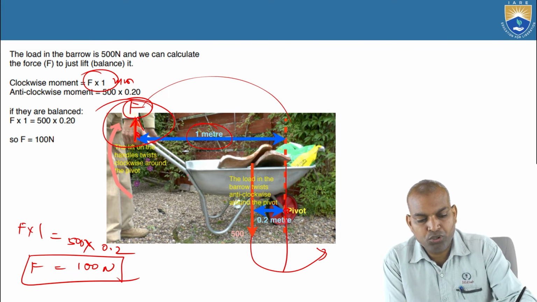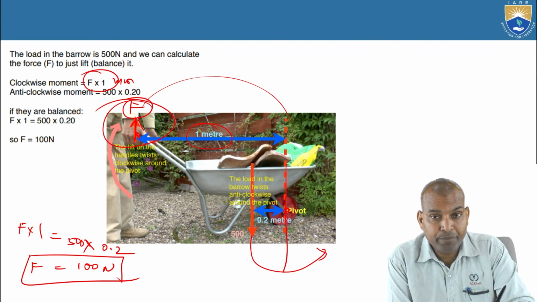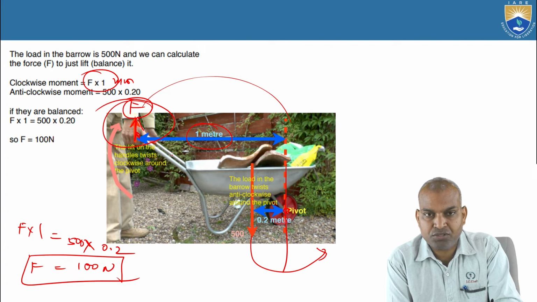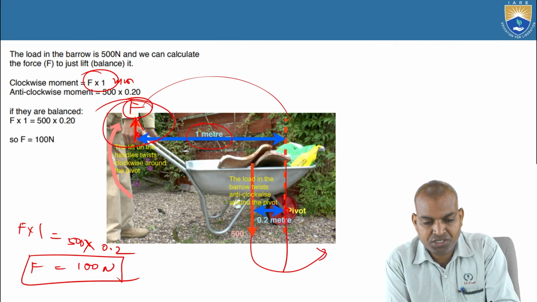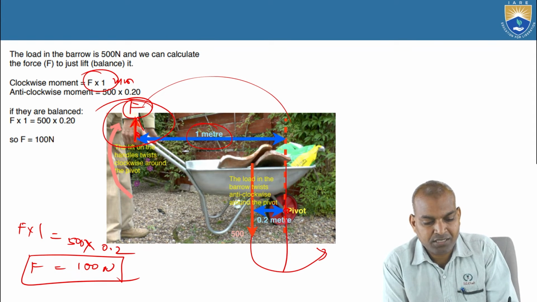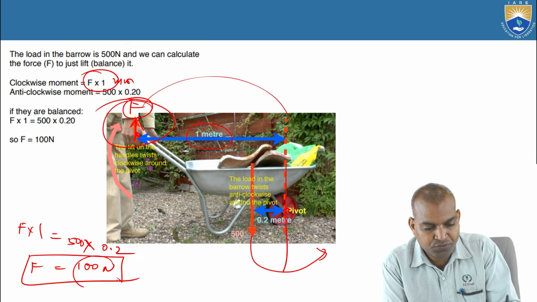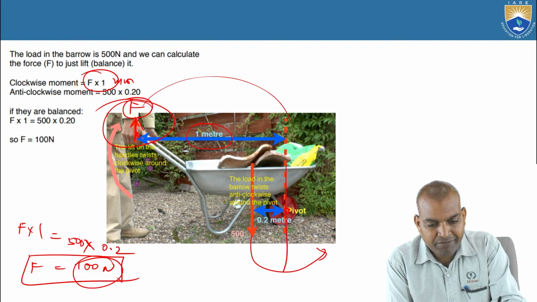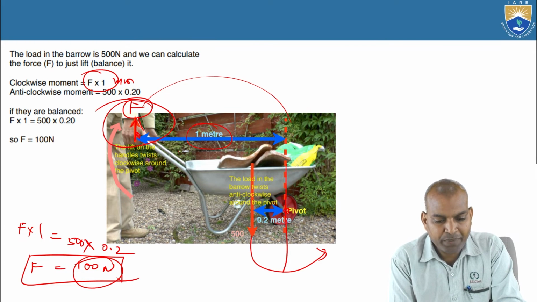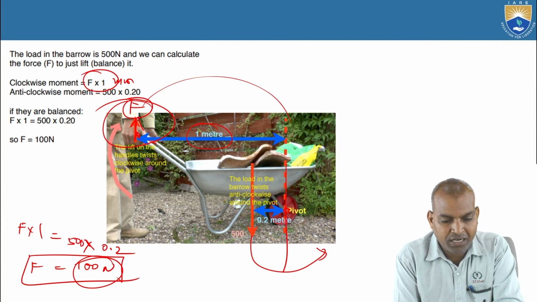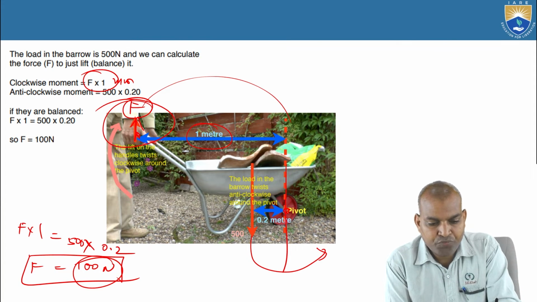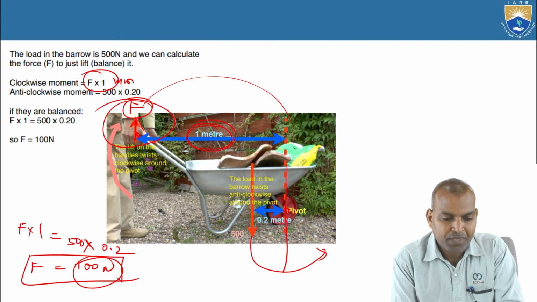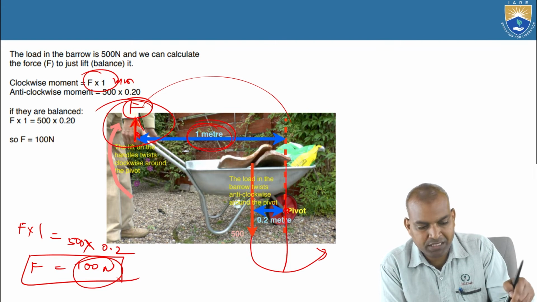So to lift the load we need that. You may ask me, if we reduce the distance, what will happen here? If you reduce the distance, then F increases. How can we reduce this force F? We can reduce the force if we increase the distance. Instead of 1 meter, you keep it as 2 meters. If it is 2 meters, we can reduce the load of this F.